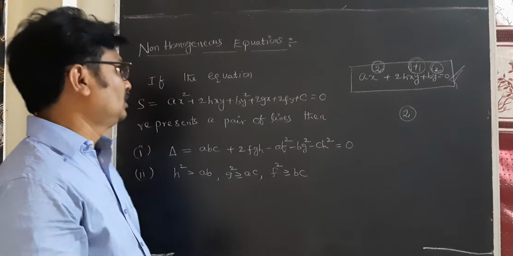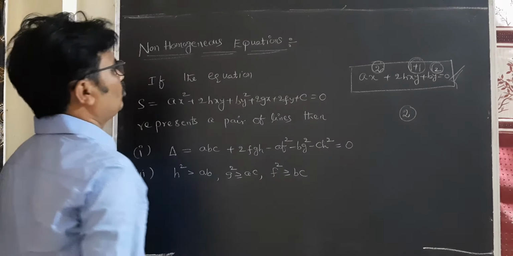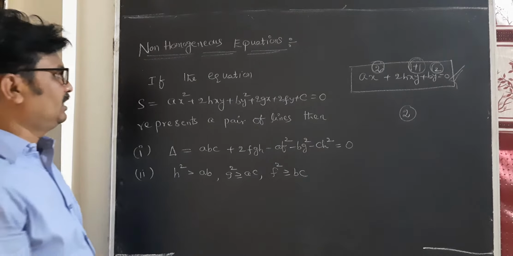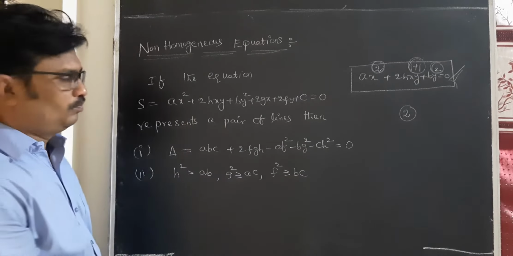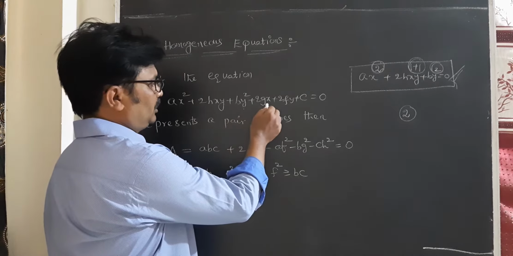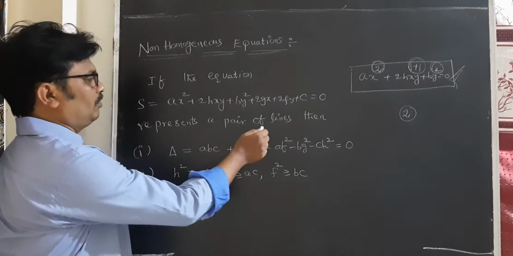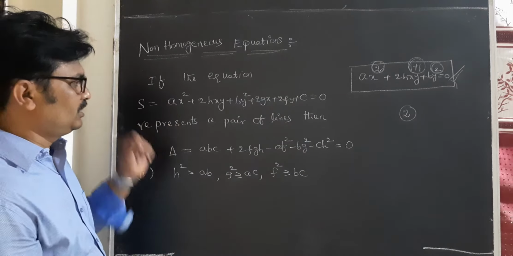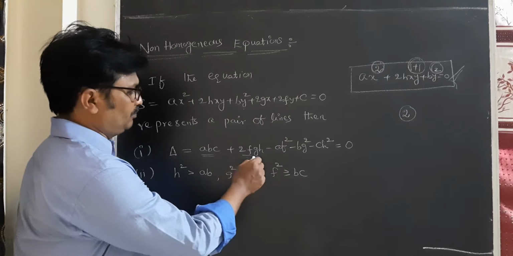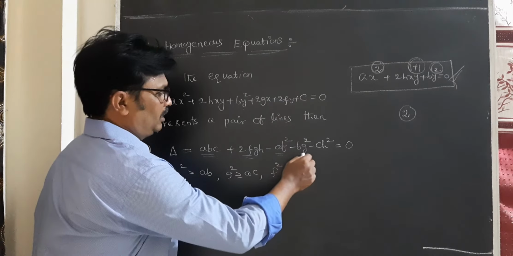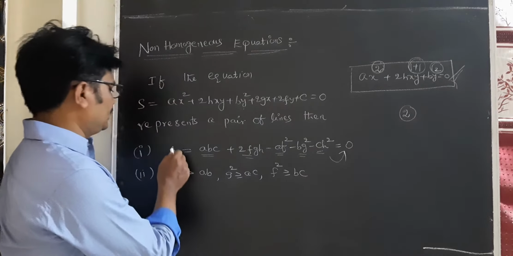Now students, non-homogeneous equation. Here the second degree non-homogeneous equation in x and y is ax square plus 2hxy plus by square plus 2gx plus 2fy plus c equal to 0, which represents a pair of lines. Undoubtedly, the value of abc plus 2fgh minus af square minus bg square minus ch square equal to 0 is denoted by delta.